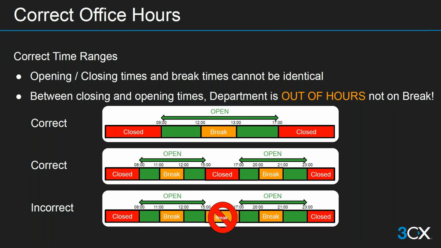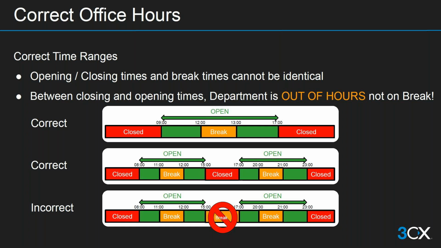Or we have, for example, from midnight to 8 a.m. is closed. Then we have 8 to 11 a.m. is office hours. Then we have 1 hour of break hours. Then we have 3 hours of office hours. Then the business is closed. And then we literally have 5 to 8 p.m. is open. Then we have 1 hour break. And then we have again until 11 p.m. is open and then it's closed to midnight.